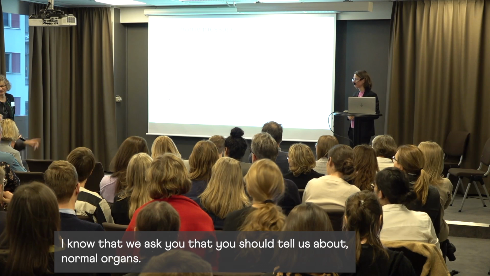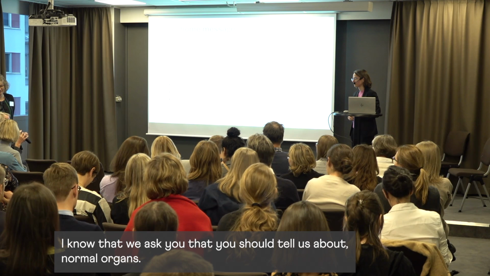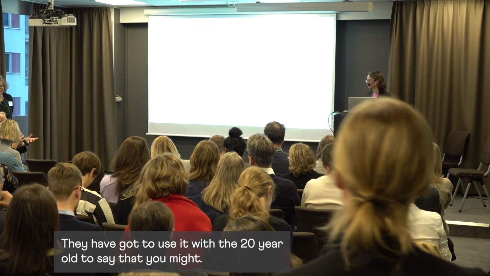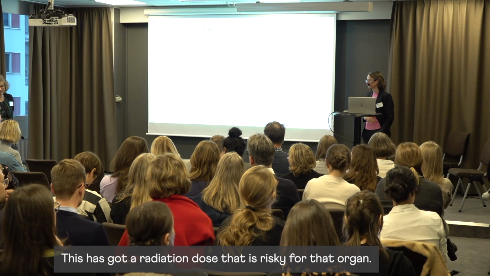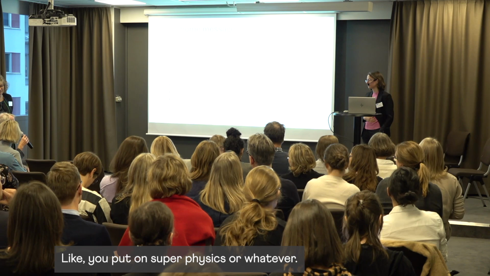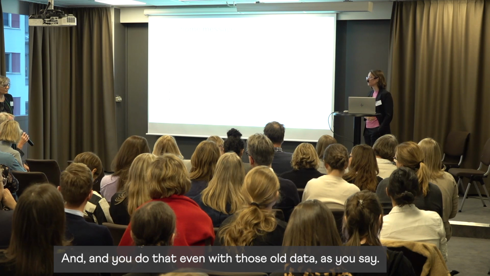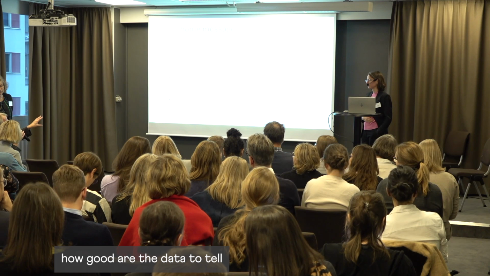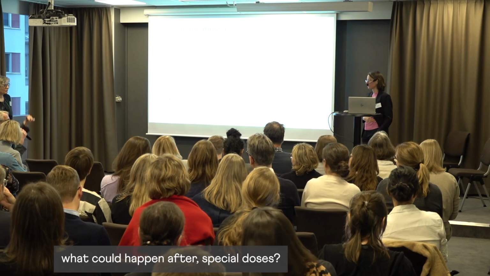Hello. I know that we ask you to tell us about the normal organs, what risk dose they have got. Do you sit with the 20-year-old data to say that this has got an irradiation dose that is risky for that organ, like hypothalamus, hypophysis, or whatever? And you do that even with those old data, as you say. But when you get the risk dose, how good are the data to tell what could happen after special doses?